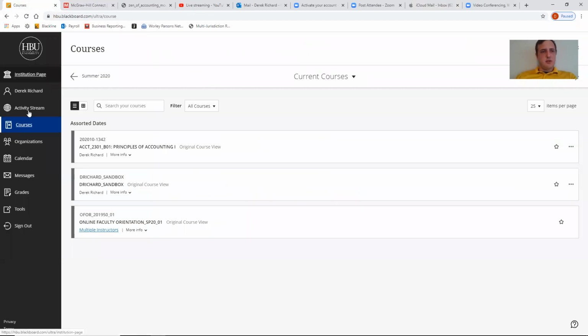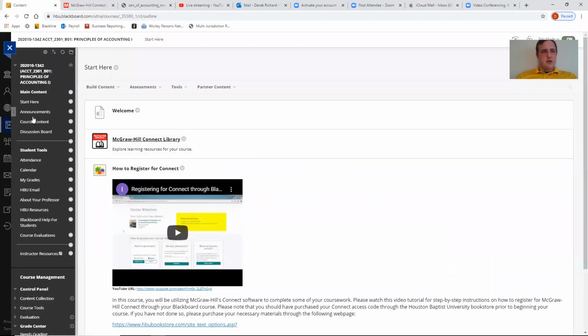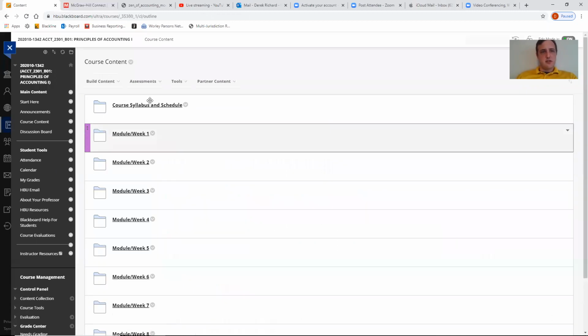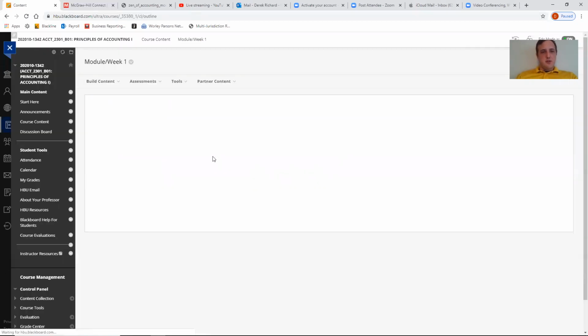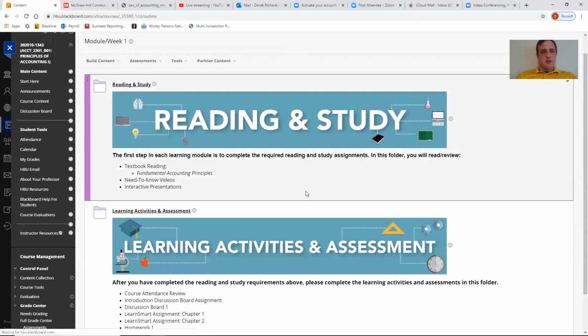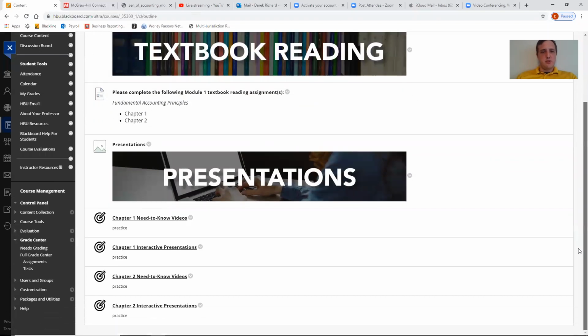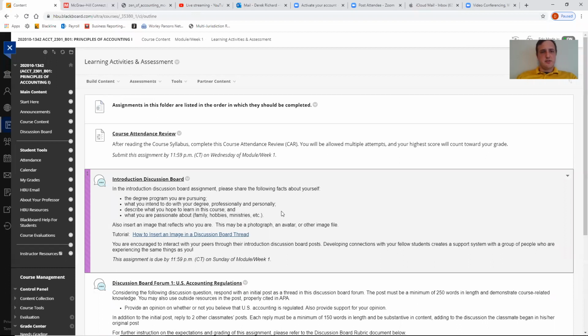Within the Blackboard, you should be able to go to courses and see the principles of accounting. If we go to course content, you'll see the syllabus and the module for week one. Within here, you have all the reading and assignments. Again, we'll be going over chapters 1 and 2. You'll have some videos and some presentations. And then you'll need to go to the learning activities and assessments.